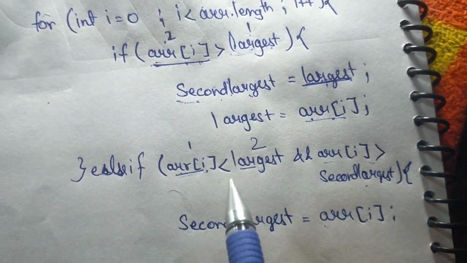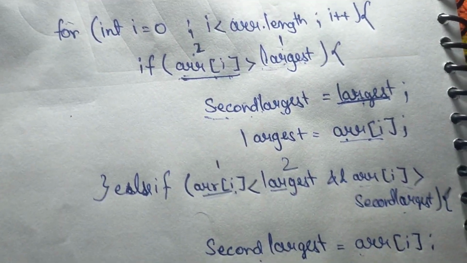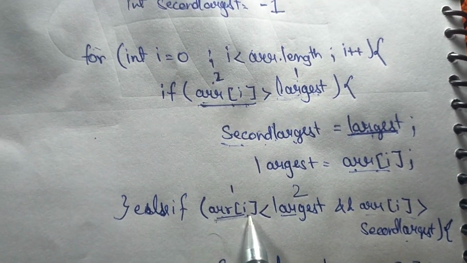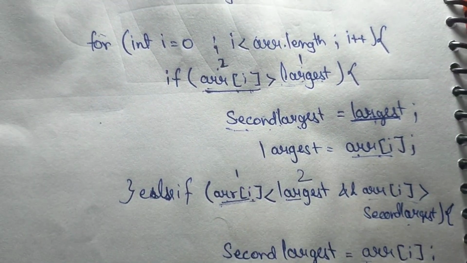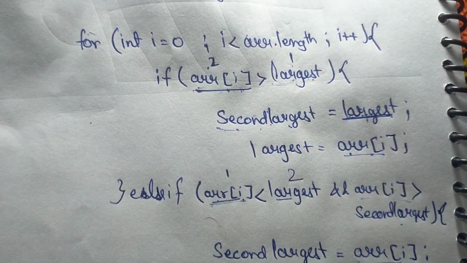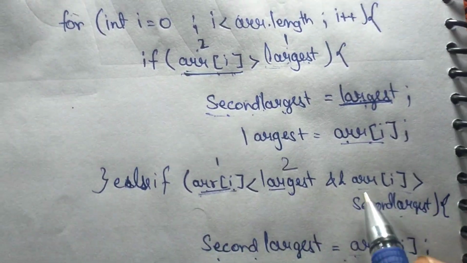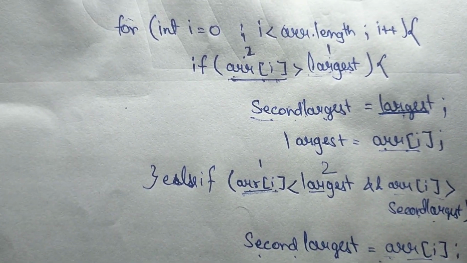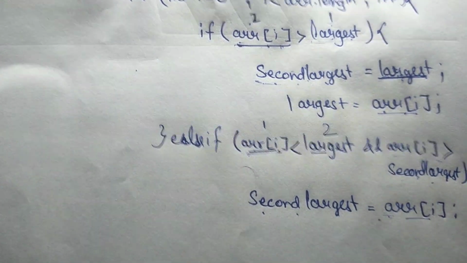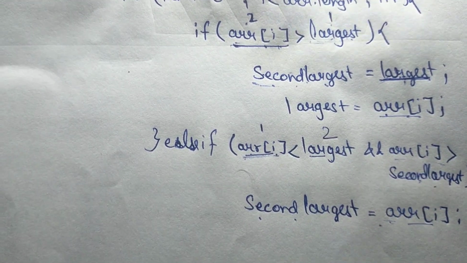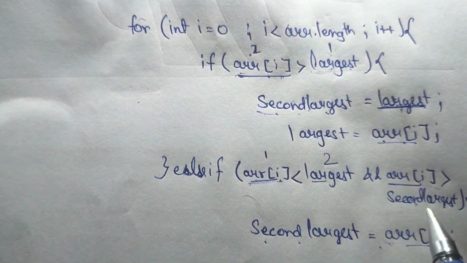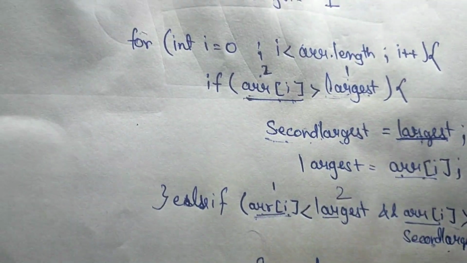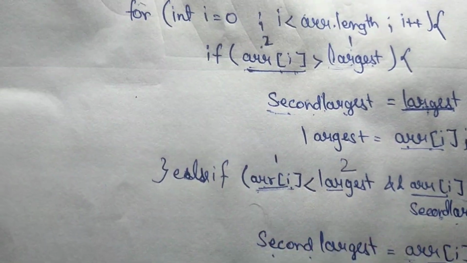Why do we keep assigning again and again? If array of i is smaller than the largest, then automatically we assign array of i to the second largest. And the second condition: if array of i is greater than the second largest, it also happens. So array of i is automatically assigned to the second largest. So that is the basic idea.